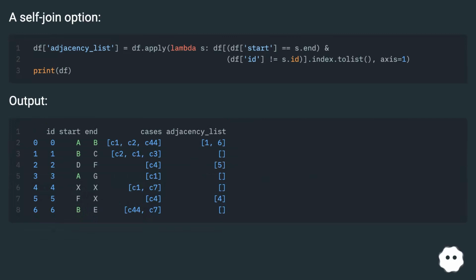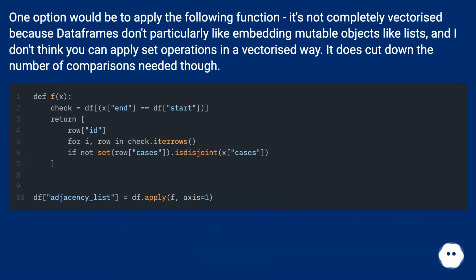A self-join option. Output. One option would be to apply the following function. It's not completely vectorized because data frames don't particularly like embedding mutable objects like lists, and I don't think you can apply set operations in a vectorized way. It does cut down the number of comparisons needed though.